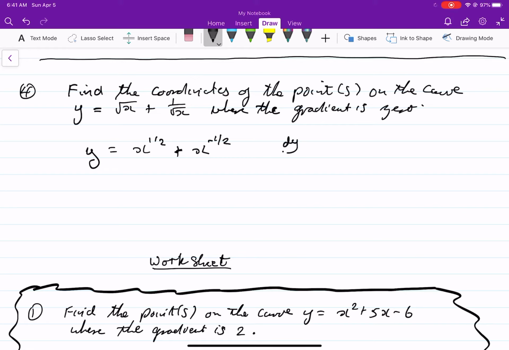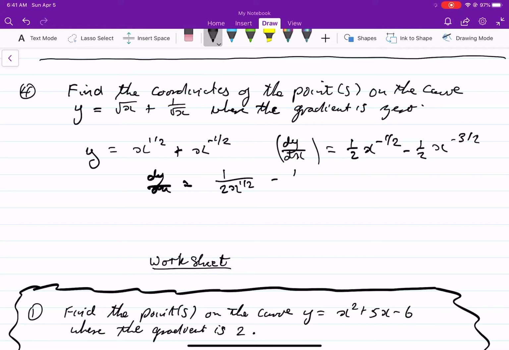dy dx is equal to a half x to the minus a half minus a half x to the power minus 3 halves. Let's tidy this up a bit first. All the terms with the negative powers, we're going to throw them into the denominator. So dy dx is equal to 1 upon 2x to the half minus 1 upon 2x to the 3 halves.